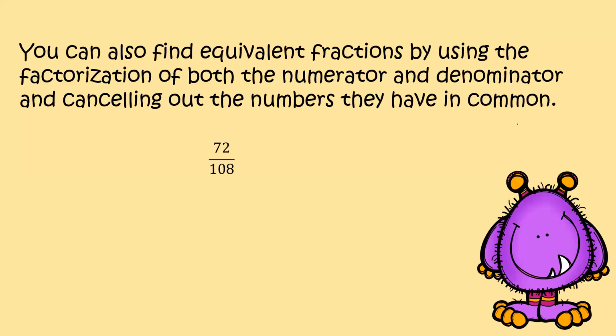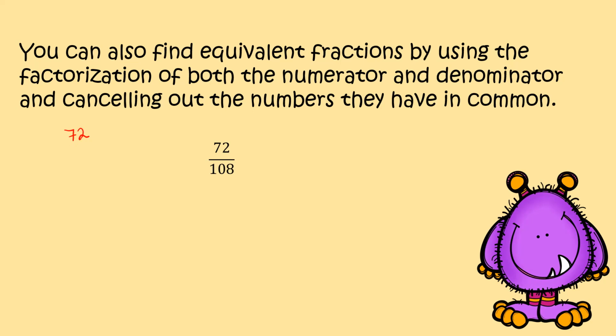You can also find equivalent fractions by using the factorization of both the numerator and denominator and canceling out the numbers they have in common. So let's do some prime factorization. 72. We need to know factors of 72. What are factors of 72? Well, we can do the lowest prime number. We could do division by primes.